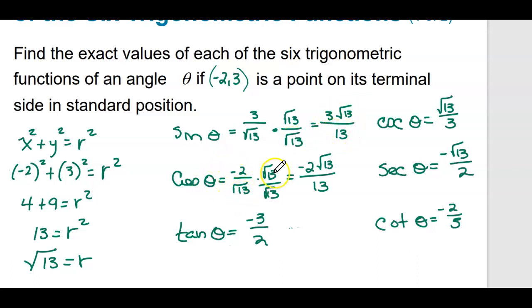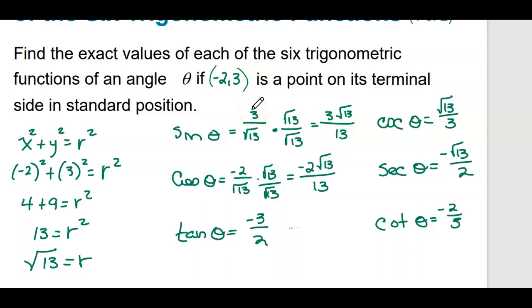Cosine is x over r. You're going to rationalize it. So your final answer is negative 2 square root of 13 over 13. And tangent is y over x. So negative 3 over 2. Cosecant is going to be the reciprocal of sine. So when I flip that over, I will not need to rationalize it because I'm going back to my original. So if you flip this one over, then you'll have to rationalize it again. So go back to an easier point in the problem and choose the value where you don't have to rationalize.